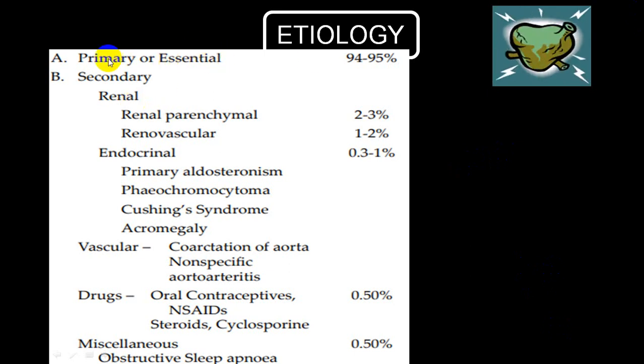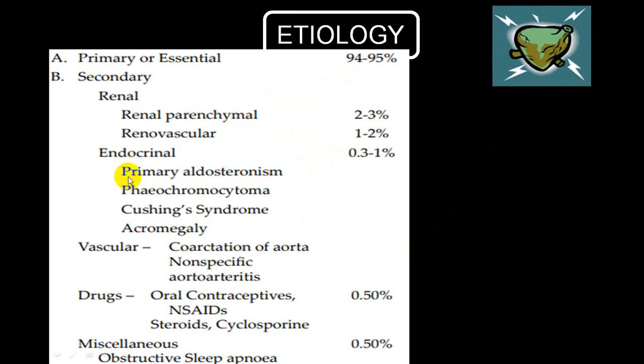The commonest etiology is primary, or what we call essential, or idiopathic, which accounts for 94 to 95% of the cases of hypertension. So the remaining 5% are secondary. Of that 5%, 90% is renal, in which the major causes are renal parenchymal and renovascular. Renovascular, renal artery stenosis, may be congenital, fibromuscular dysplasia, or atherosclerosis. While in renal parenchymal disease, the most common are acute glomerulonephritis, chronic glomerulonephritis, chronic pyelonephritis, and chronic disorders of the kidney like CKD due to diabetes and other causes, polycystic kidney, etc. Those will be in renal parenchymal disease.